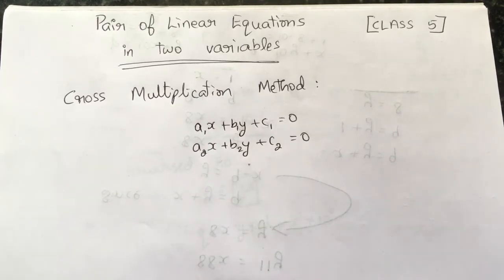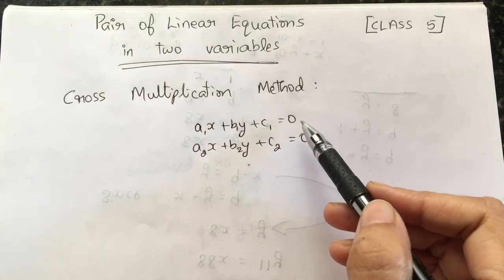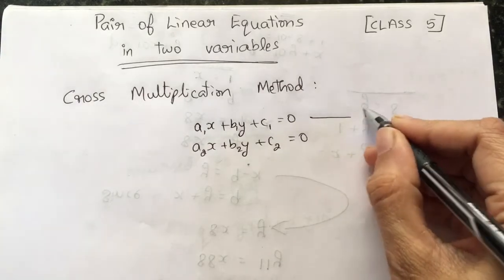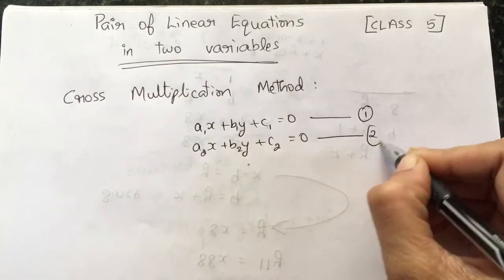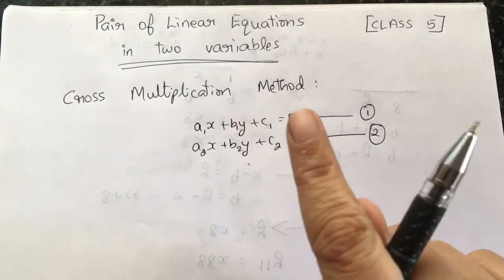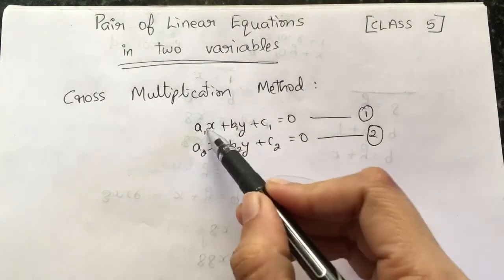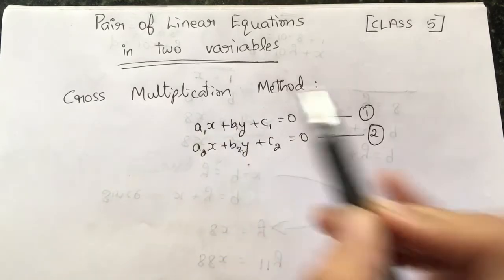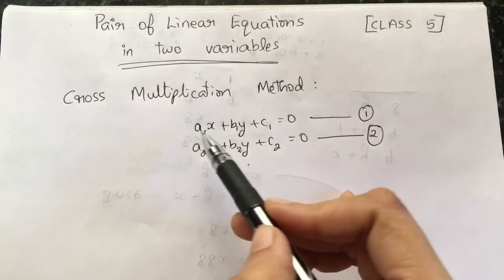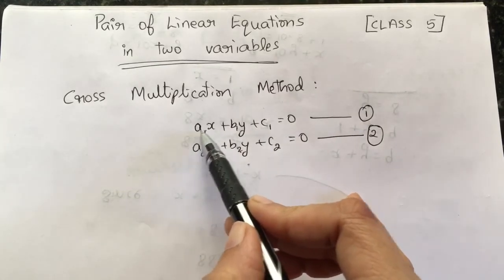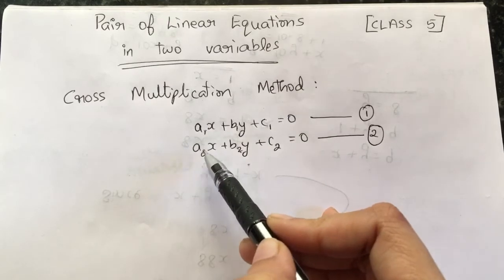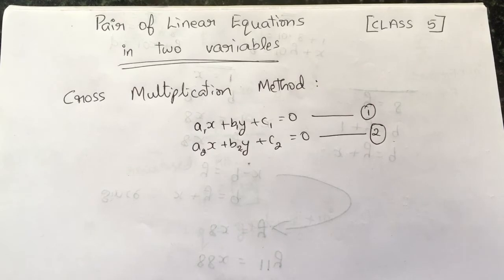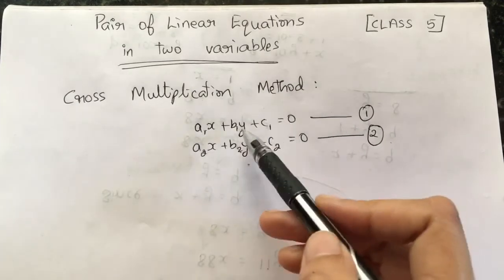What I do is I'll multiply equation 1 by b2 and equation 2 by b1. One way is this, multiplying this equation with b2 and this equation with b1, or else you can do the other way by multiplying this equation by a2 and this equation by a1. Okay, cross multiplication by either ai or bi.